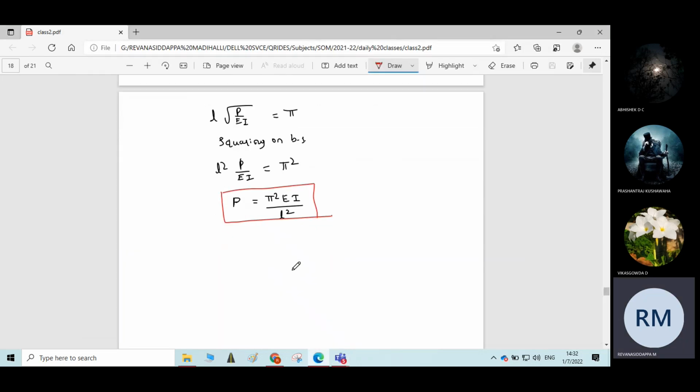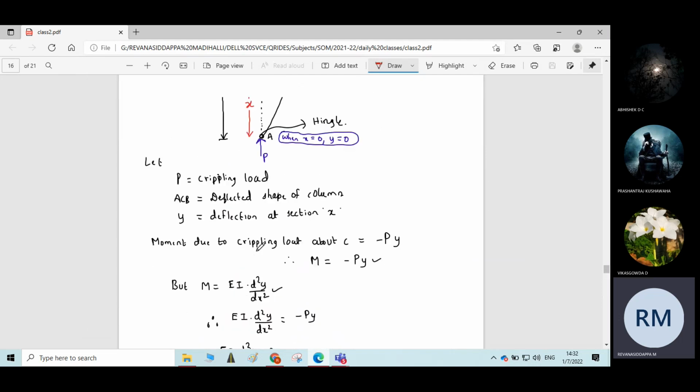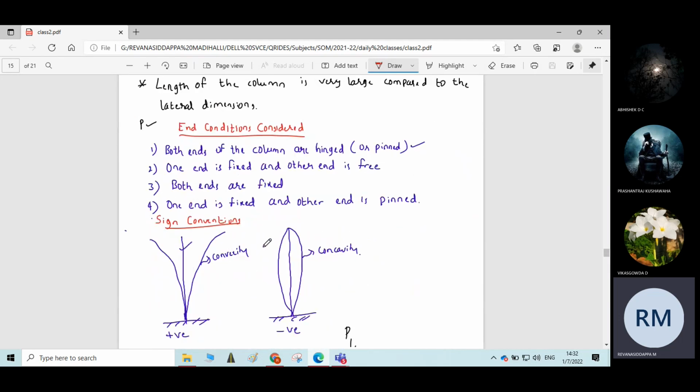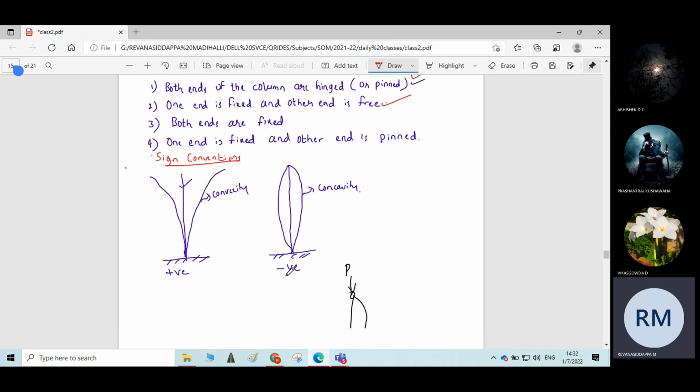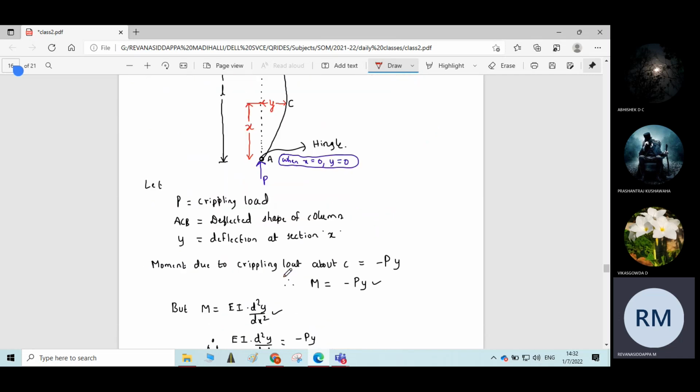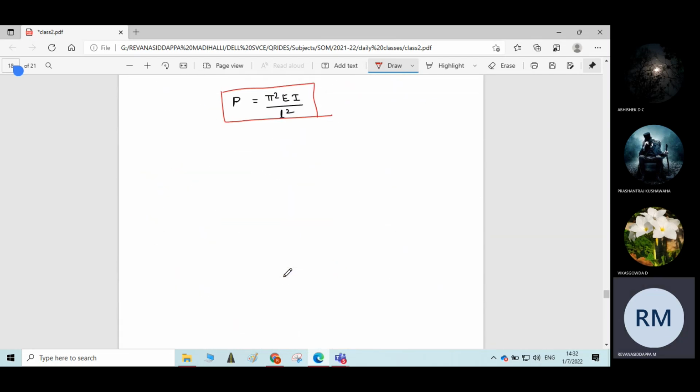It's an important derivation. So we'll go to the next derivation. Now the first one is completed. We will go to the second derivation, that is one end of the column is fixed and other end is free. Even you may get it for your internal also. Any of the derivations, there is a chance. So be prepared with all the derivations.